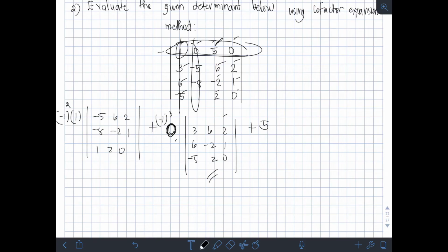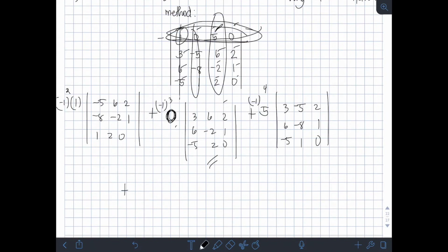So, times cofactor niya, cross natin yung column 3 tsaka row 1. Determinant ng 3, negative 5, 2, 6, negative 8, 1, negative 5, 1, 0. Okay? And then, negative 1 raised to, dahil siya ay element A1,3, so 1 plus 3, or to the 4th power. Then, last, plus 0. So, itong element natin na 0, multiply sa determinant niya. So, kahit hindi ko na nga ilagay, pero pakita ko pa rin kung anong magiging cofactor niya.